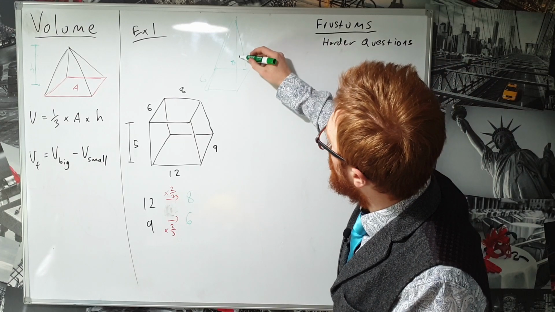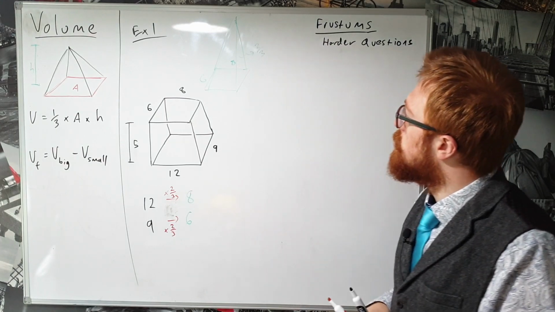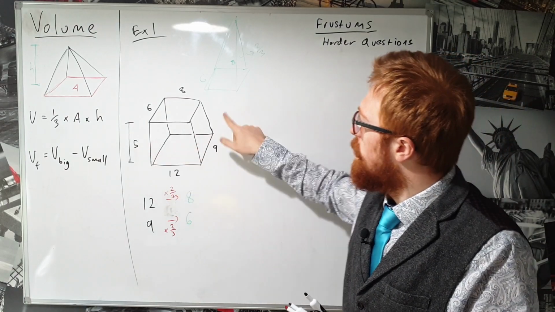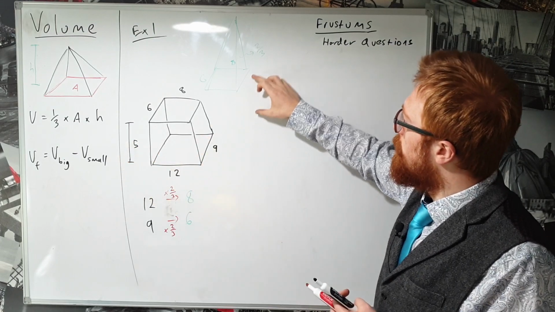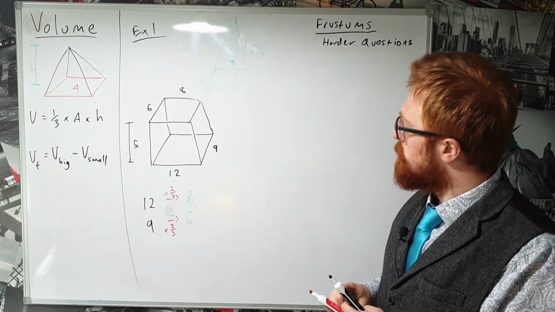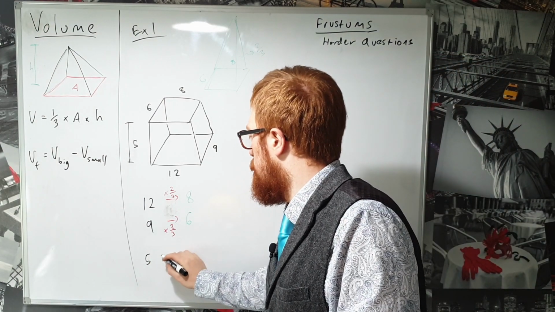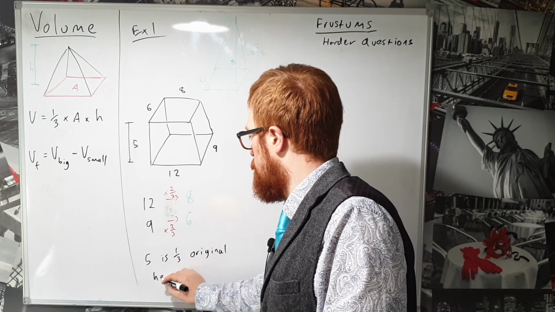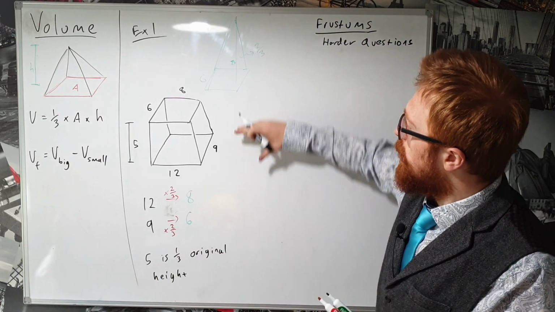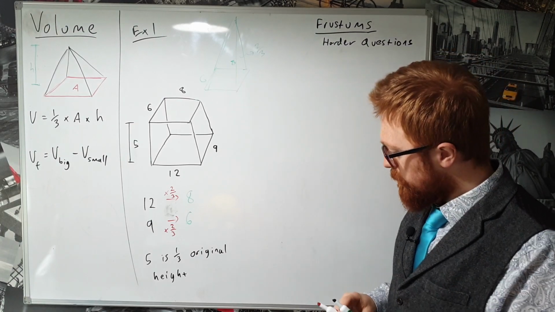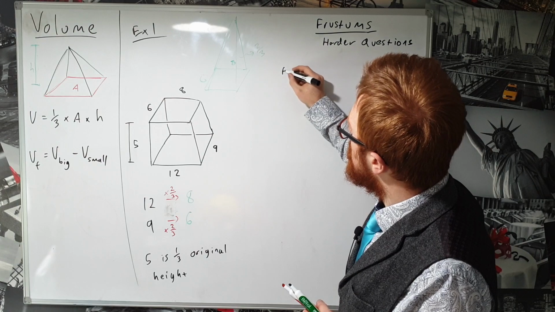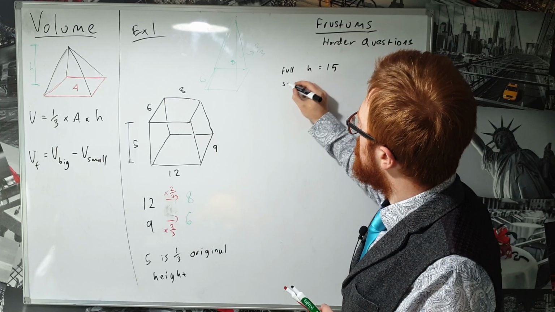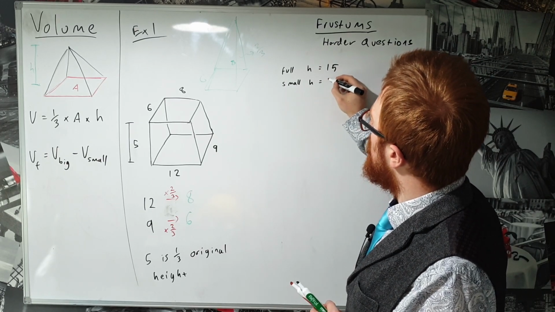So I know that this small pyramid is 2/3 of the height of the whole pyramid, which means that this 5 has to be the other third, right? If the top bit's 2/3, this bottom bit is 1/3. So the 5 is 1/3 of the original height, which means the original height must have been 15, 5 times by 3. So let's write these down. The full height is 15, and the small pyramid has a height of 10.